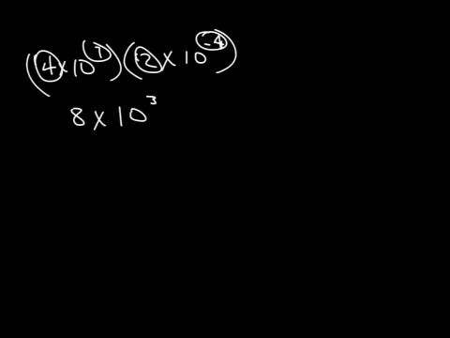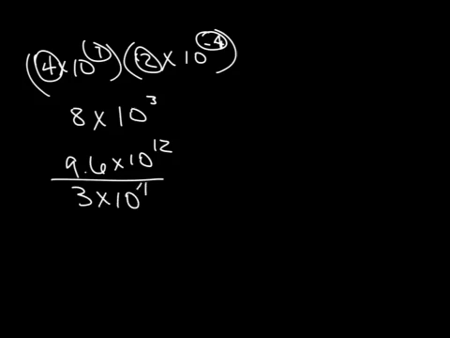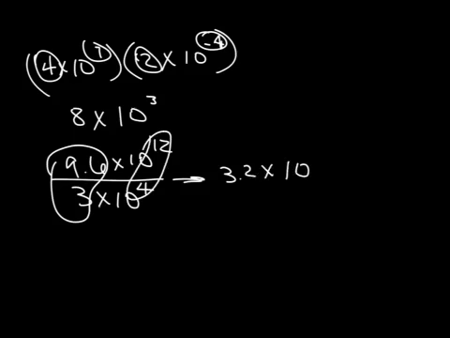When I have something like 9.6 times 10 to the 12th divided by 3 times 10 to the 4th, I divide 9.6 by 3, and when I do that with my calculator I get 3.2. I make my times 10, and then I subtract these exponents. So remember, in division you subtract, in multiplication you add. That's it as far as multiplication and division of scientific notation.